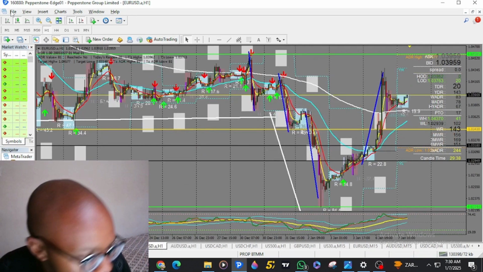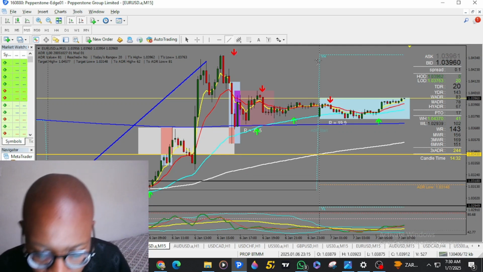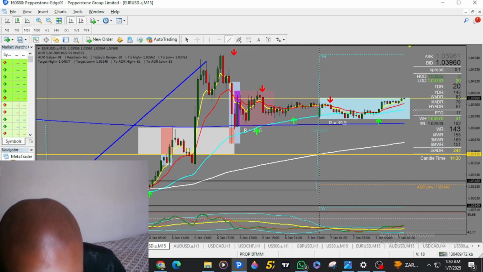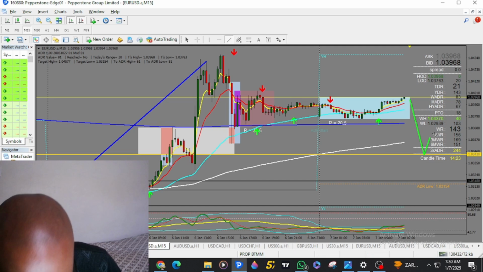EUR/USD is almost the same thing as well. Again, we're expecting to go long there. Our point of interest, our closest one, is last month's low. It is a little bit close to the ADR, but not too close for comfort.